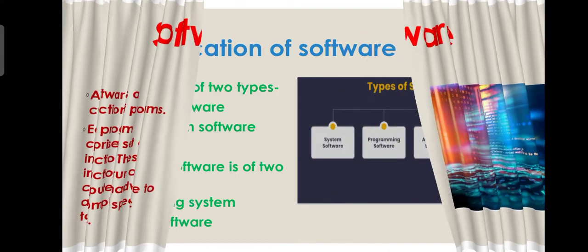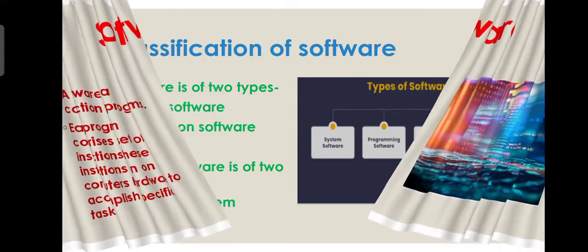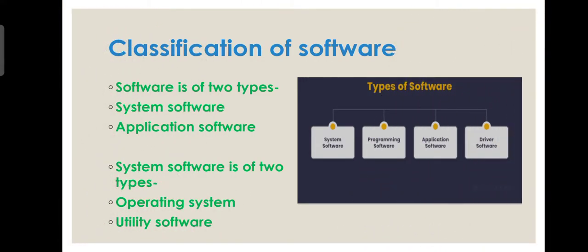So now let's move to the classification of softwares. What is the meaning of classification of software? Classification means the parts, the types of software. The software is of two types. First is system software, and second is application software. Now the first type is system software. The system software is also of two types: operating system and utility system.